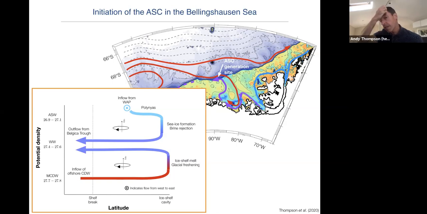And one aspect of this that, again, I think has received less attention is what's happening here at the coast to enact these modifications. So that's the first step, really focusing mostly on the Bellingshausen Sea.